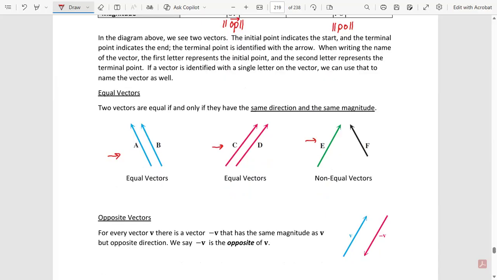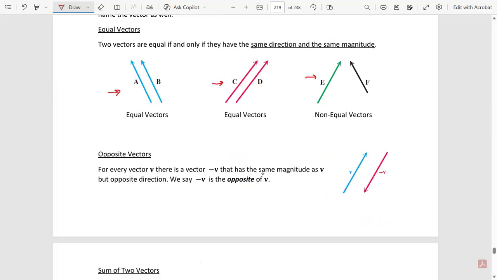If we have two vectors that have the same magnitude but point in opposite directions, they are called opposite vectors. You can see a picture of those two vectors here. They have the same length, same magnitude, but opposite direction. To show the opposite vector, if the name of the vector is v, the opposite is negative v. If it's u, negative u.